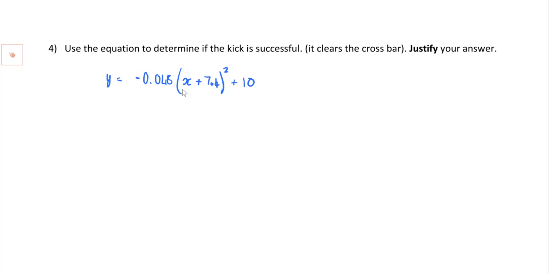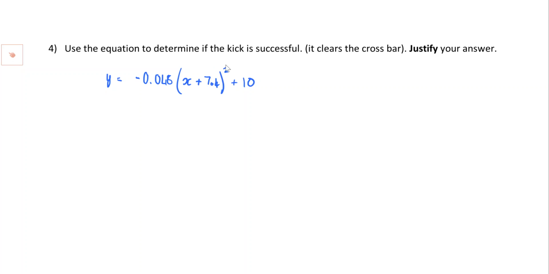This equation is the same equation if you change it to a different form. So a couple of people expanded this and rewrote it in a different way, but this is the same equation, right? It's just in vertex form, but you can use it in the same way.